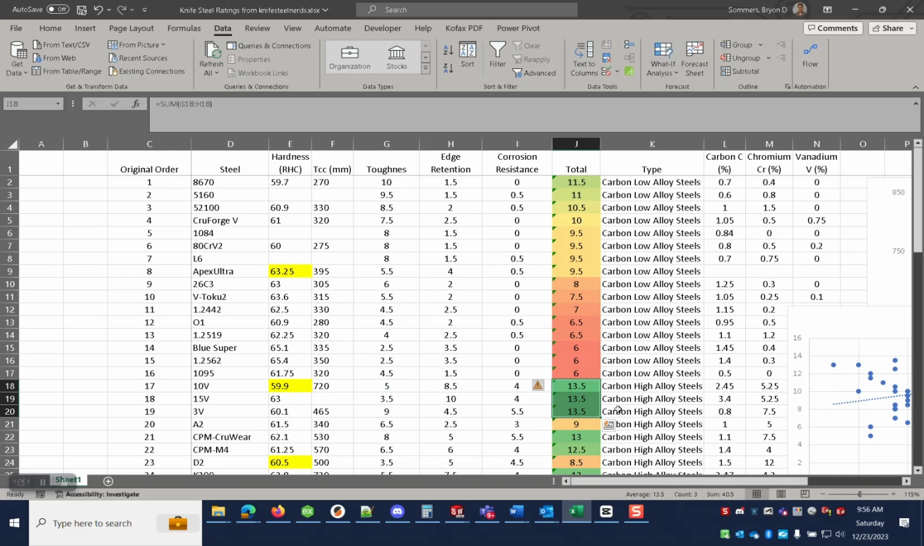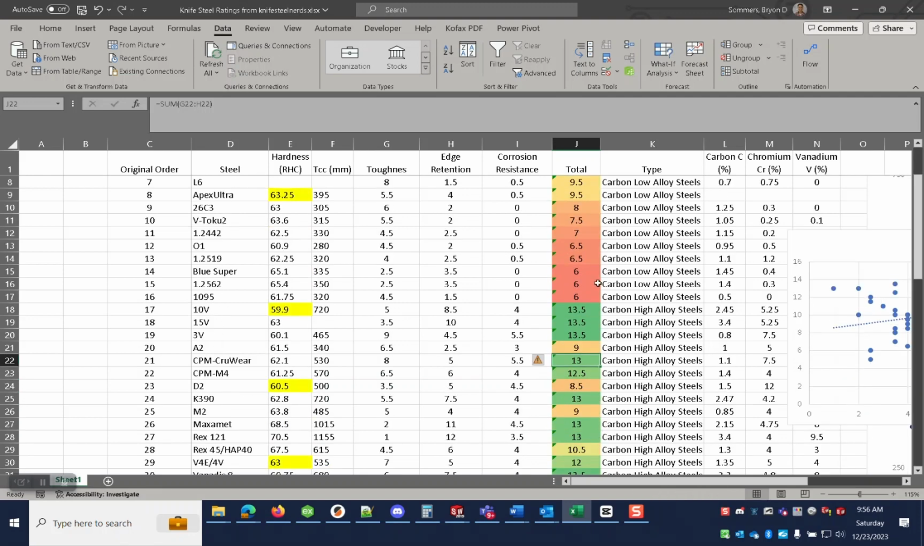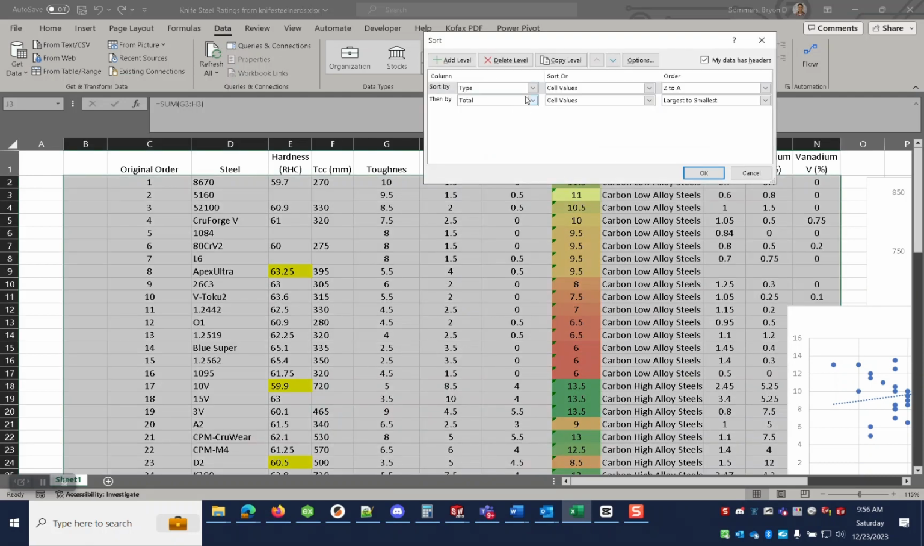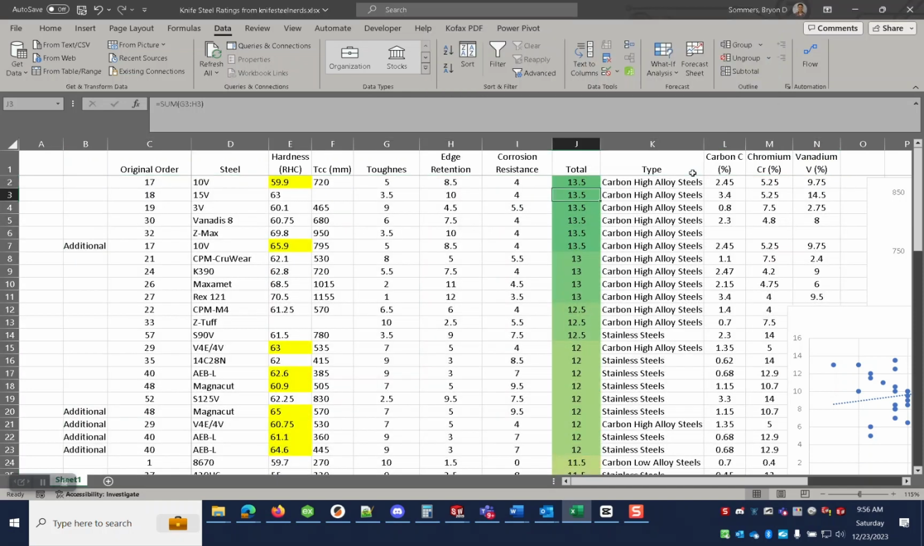And what about all the carbon? I guess these are the carbon steels, but what about Crewwear? Okay, so Crewwear is 13. Let's just sort this to get a clearer look. Okay, so interestingly, that makes sense. Suddenly we go to all carbon high alloy at the top when we remove corrosion resistance, maxing out at around 13.5. NV, all the V's.